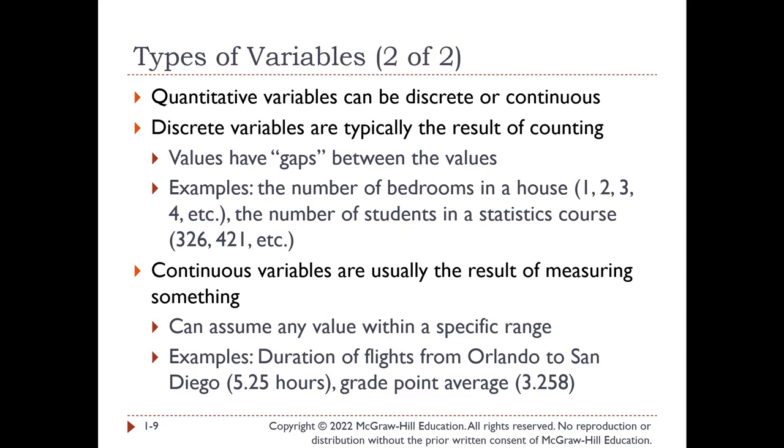So, again, quantitative variables can be discrete or continuous. When we look at this, why do we call these two different ways? Well, discrete variables are typically the result of counting, which have gaps between the values. So, they give the example, the number of bedrooms in a house could be 1, 2, 3, 4, etc. The number of students in a statistics course, 326, 421, etc.